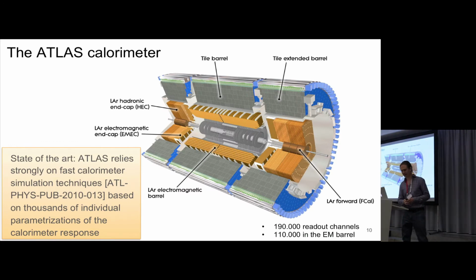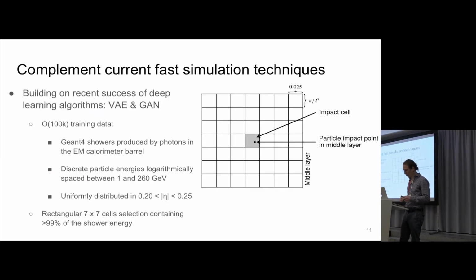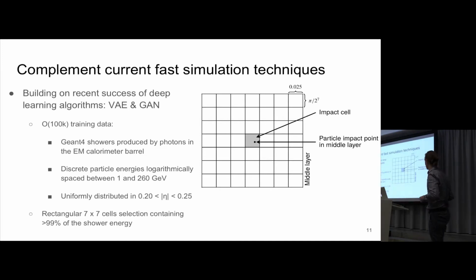So we have actually found already a way to deal with this. Instead of using Geant to produce for us the showers, we use parameterizations. We use thousands of parameterizations to describe how the particles shower in the longitudinal direction, in the transverse direction. And this works actually quite well, but just not well enough so we can switch completely to this parameterized version. So that's why we think we can complement this current fast simulation based on parameterizations using the recent successes in deep learning, in particular VAEs and GANs.